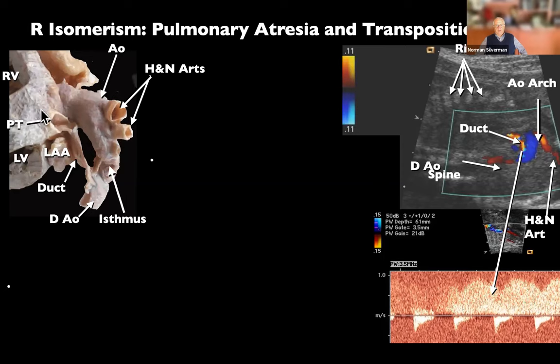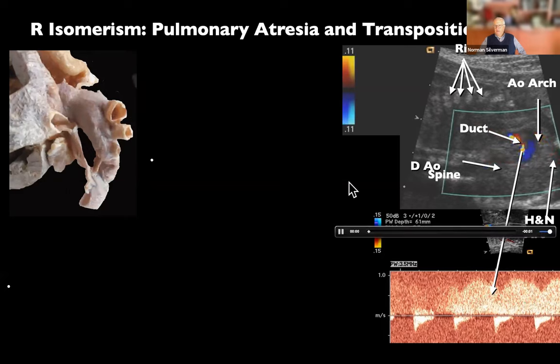Here is a patient with the aorta coming from the right ventricle, the pulmonary artery from the left ventricle, and here is the arterial duct. That's the isthmus. Here's the arterial duct over here. And here is the echocardiogram showing the arterial duct in this patient with pulmonary atresia. The sole source of pulmonary blood flow is from the arterial duct.